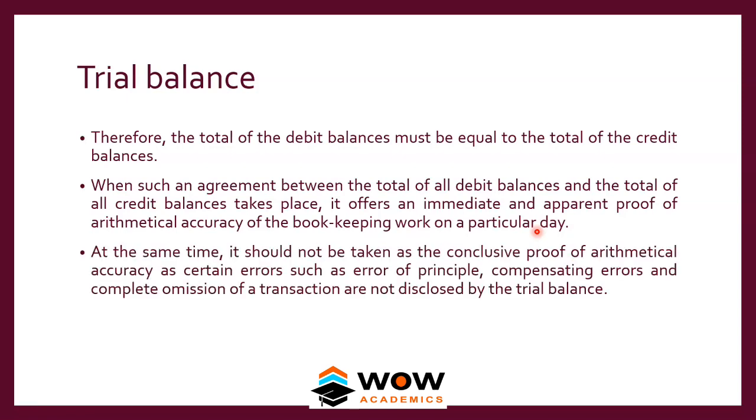So at the year end, when we prepare a trial balance, if all the numbers are exactly tallying, it means arithmetically we have done things properly. But we can't take that as exact proof, because it should not be taken as conclusive proof of arithmetical accuracy. Certain errors such as errors of principle, compensating errors and complete omission of a transaction are not disclosed by the trial balance. We'll see them one by one.